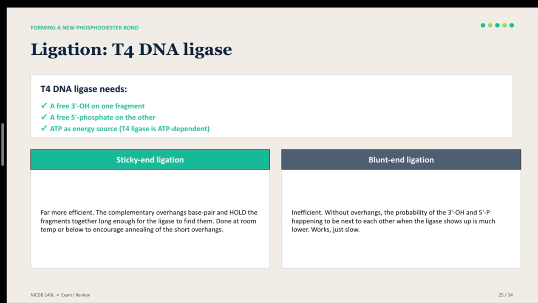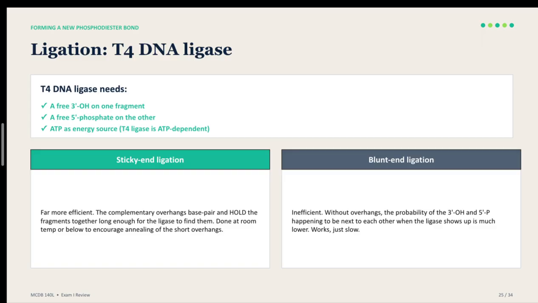So in terms of sticky versus blunt, sticky ends are a lot better because the overhangs base pair, which means you're holding the fragments next to each other while the ligase finds them. Blunt also works, but it's a little bit slower, and it tends to give a much lower yield, which is why we don't like to use it. Some enzymes leave non-cohesive overhangs, so different sequences, which means they don't ligate to each other. This is a trick that, again, we exploit, which I talked about earlier.